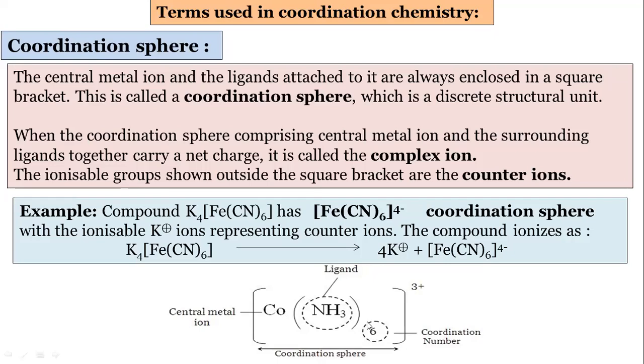The coordination sphere is always included in the bracket, and outside the coordination sphere there are counter ions. In this example, K4[Fe(CN)6], what is included in the square bracket is the coordination sphere, and outside the square bracket these are called counter ions. If dissolved in water, they form ions. That's why these are called counter ions.